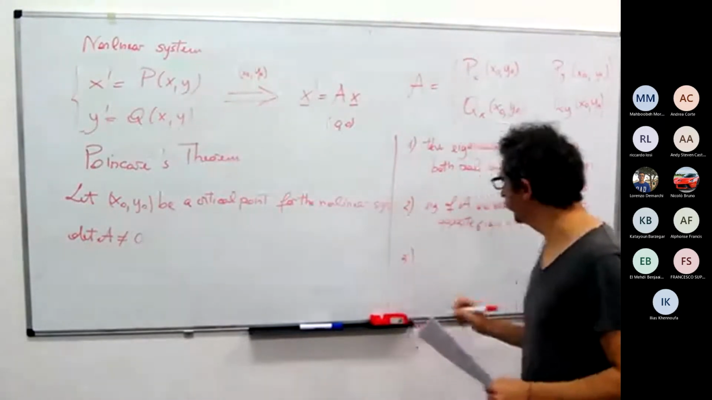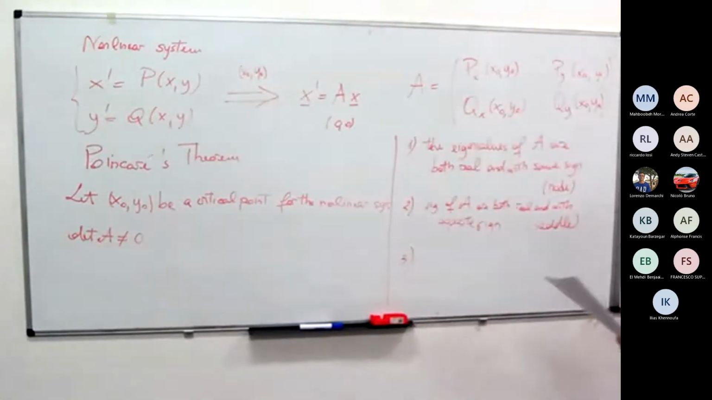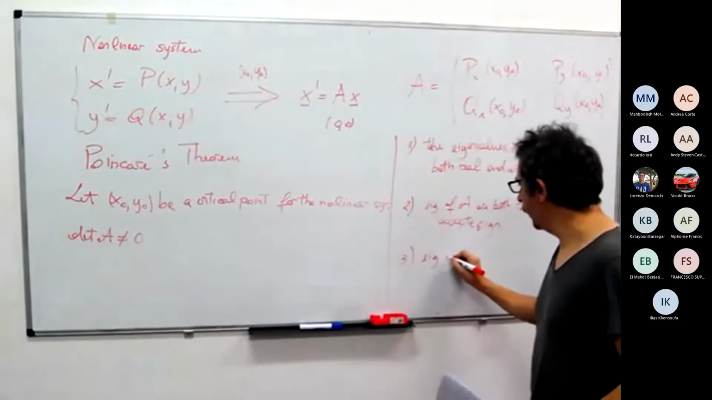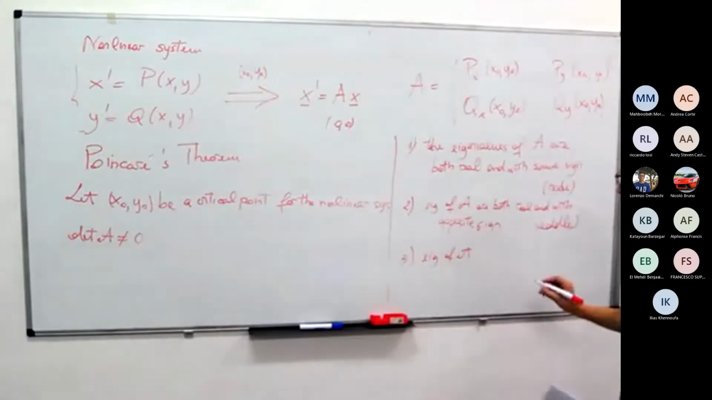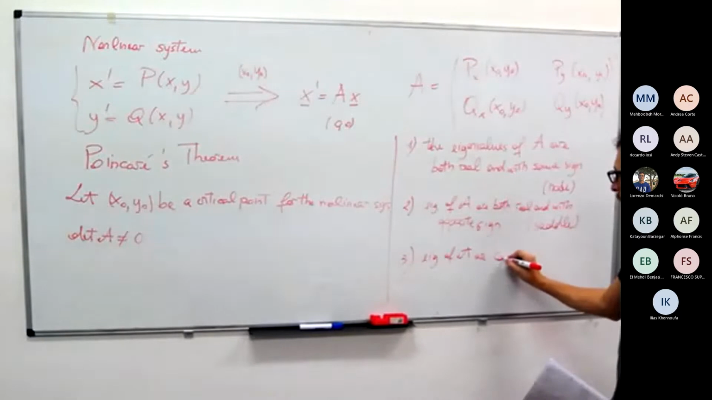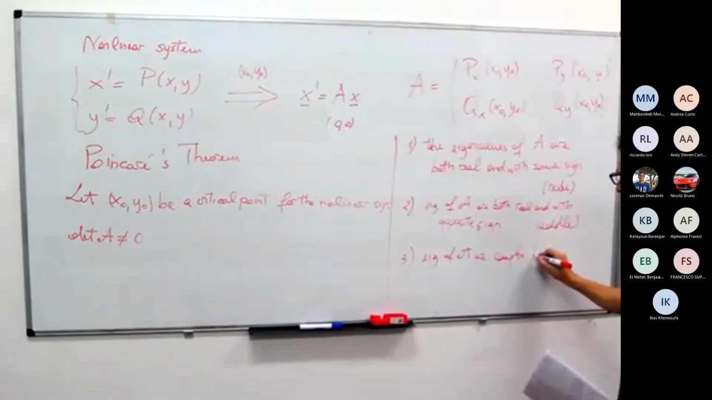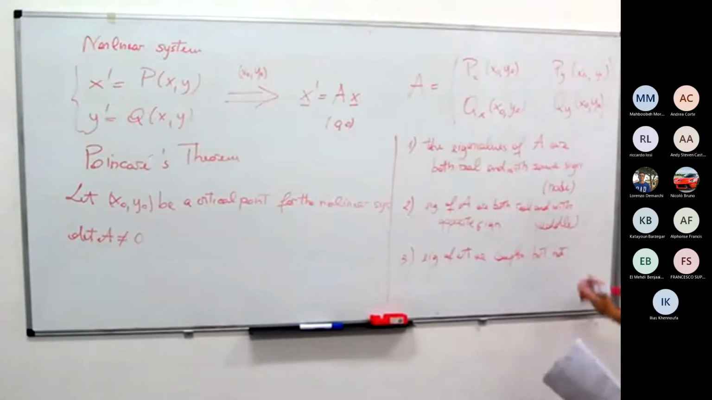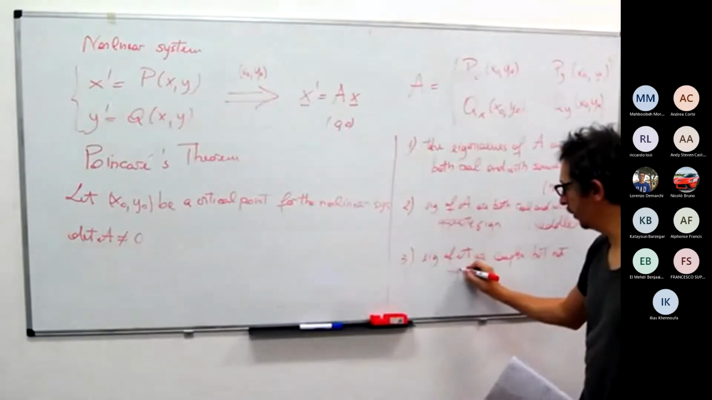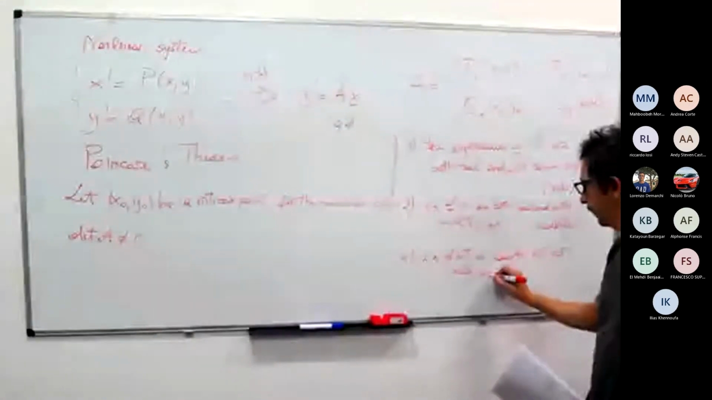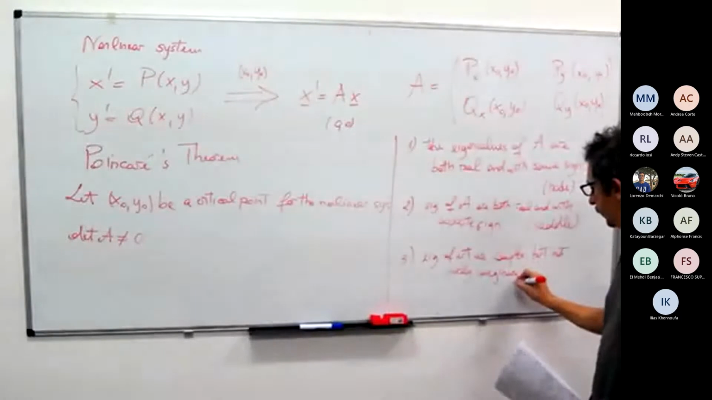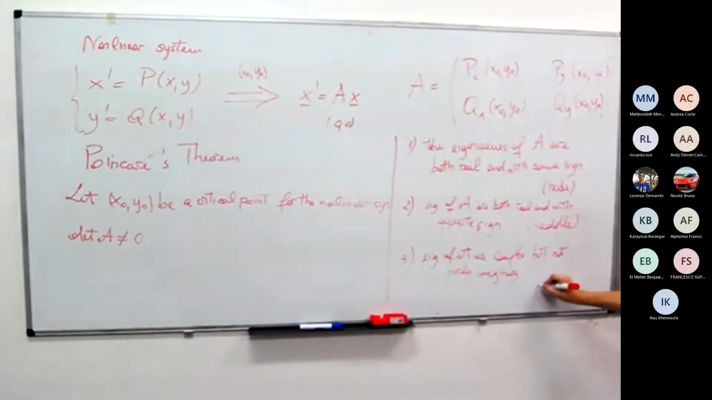Third case. The eigenvalues of A are complex, but not purely imaginary. The cases which are complex but not purely imaginary, we have seen, correspond to spirals.